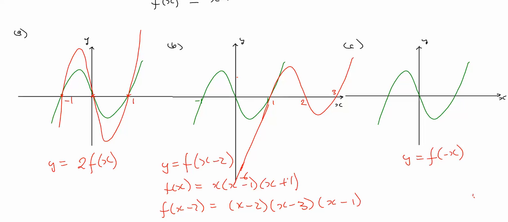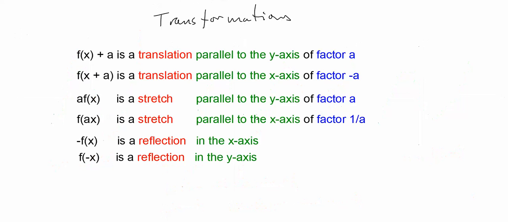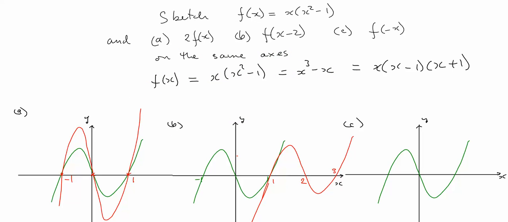Lastly, we want to sketch f of minus x, and that, going back to our list, f of minus x here is a reflection in the y-axis, and so everything on the right hand goes to the left, and on the left hand goes to the right. So the curve will look like that. Again, you need to put in the values where it crosses the x-axis, which haven't changed. In fact, minus 1, 0 and 1. Put 0 there if you wish.